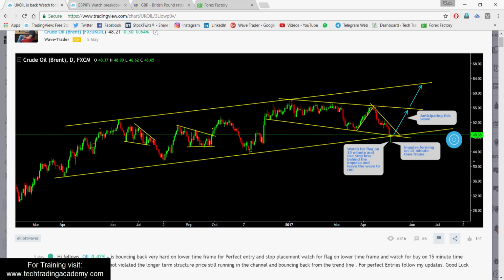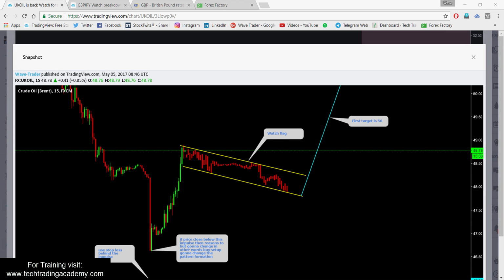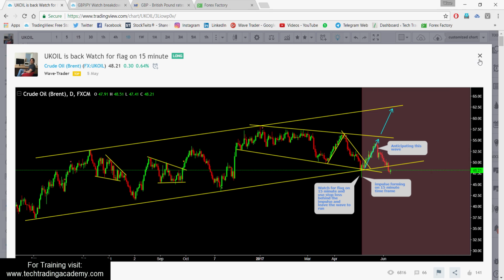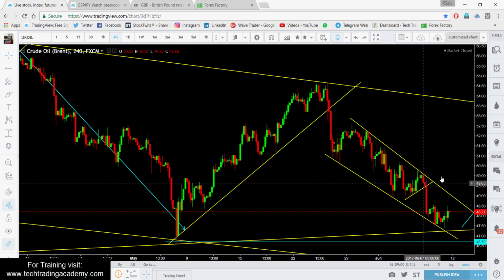Yeah, so that was the wave which we were looking for. That is the impulse which you need to look for on the lower time frame. If you get this impulse, then you need to look for a buy. Until there is a buy setup, if you buy before that impulse, it is very risky.